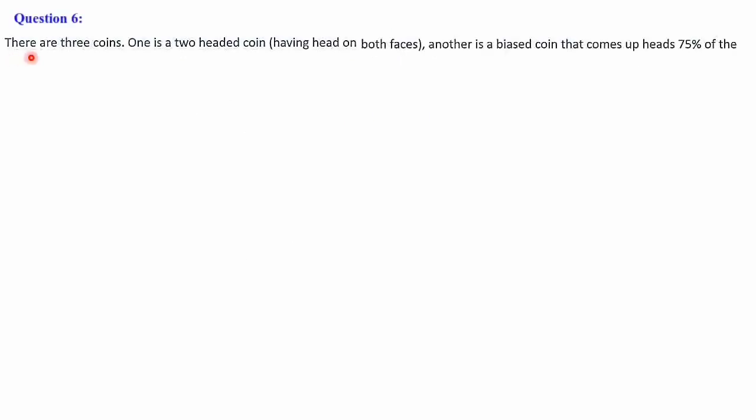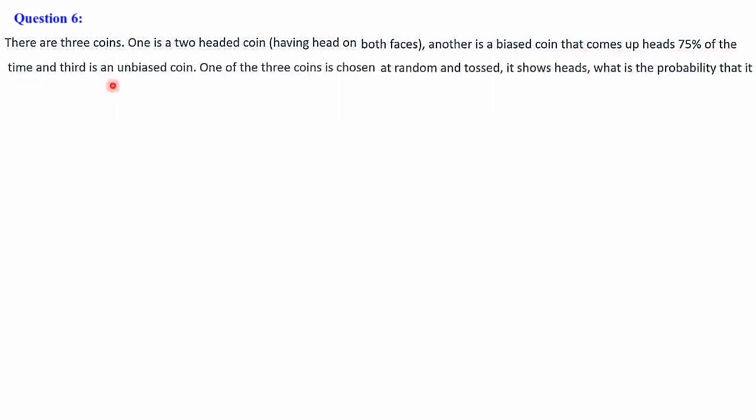Next we shall discuss question number 6. There are 3 coins. One is a two-headed coin, meaning having head on both faces. Another is a biased coin that comes up head 75% of the time, and the third is an unbiased coin. One of the 3 coins is chosen at random and tossed. It shows heads. What is the probability that it was the two-headed coin?